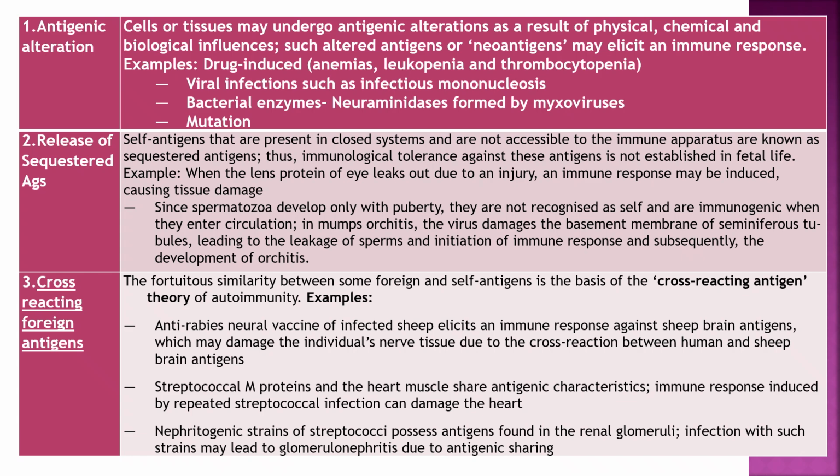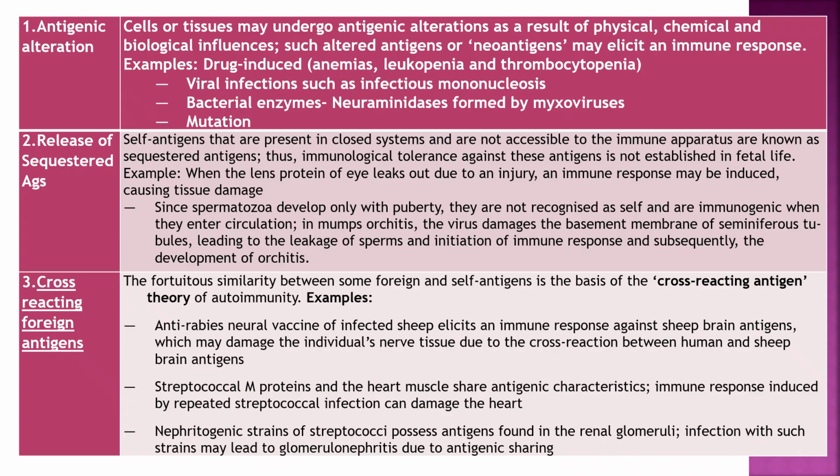Spermatozoa develop only with puberty. They are not recognized as self and are immunogenic when they enter circulation. Example, in mumps or mumps orchitis. The virus damages the basement membrane of seminiferous tubules, leading to leakage of sperms and initiation of immune response, and subsequently development of orchitis. Cross-reacting foreign antigen.